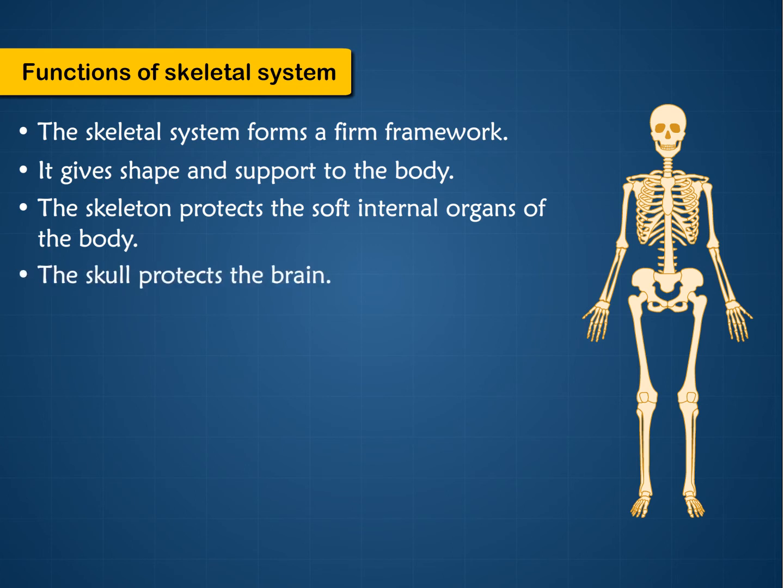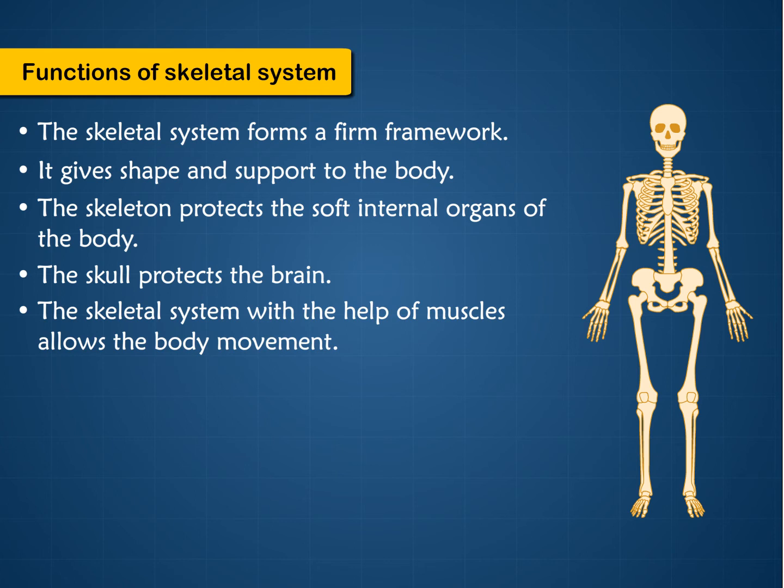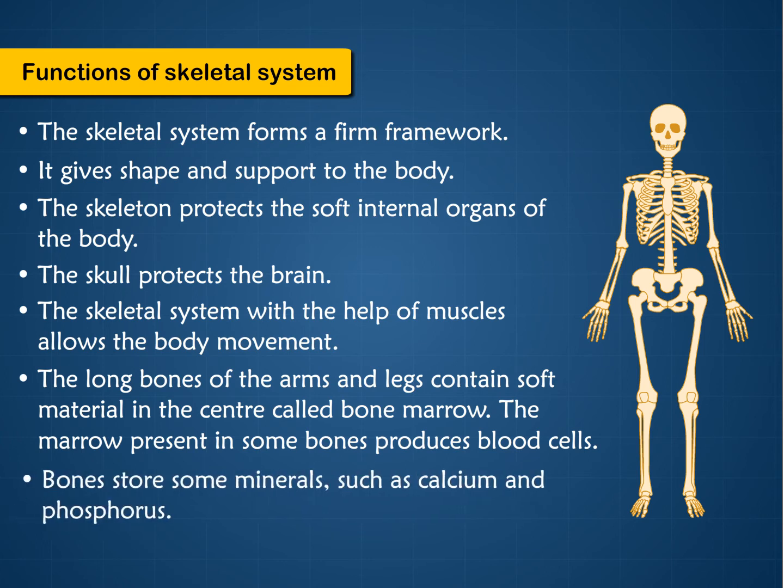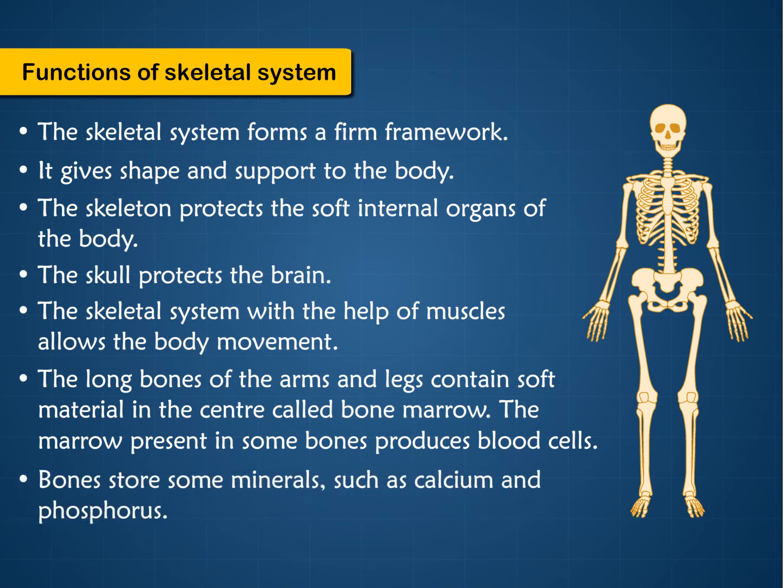The skull protects the brain. The skeletal system, with the help of muscles, allows the body movement. The long bones of the arms and legs contain soft material in the center called bone marrow. The marrow present in some bones produces blood cells. Bones store some minerals such as calcium and phosphorus.